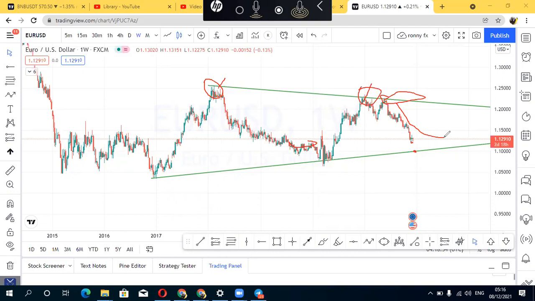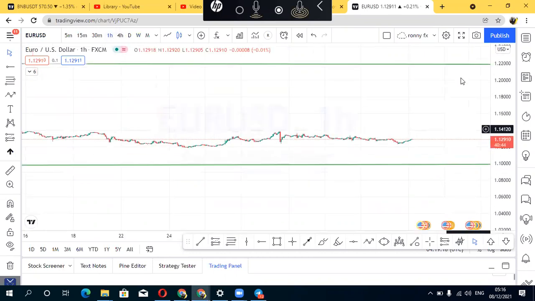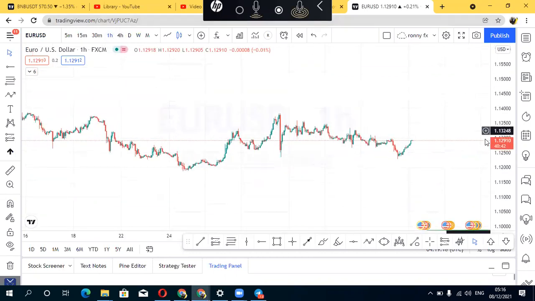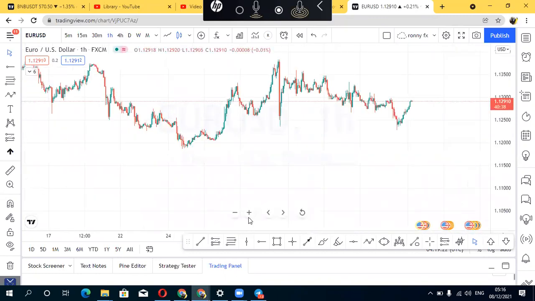Trend lines are so powerful that if you understand them and can spot them on your chart, you can definitely make money from trend lines. As I've said, if I understand how I have drawn this trend line on the weekly chart, I can now switch down maybe to a 1 hour chart to look for an entry to continue selling my market. Trend lines can be used in every time frame.